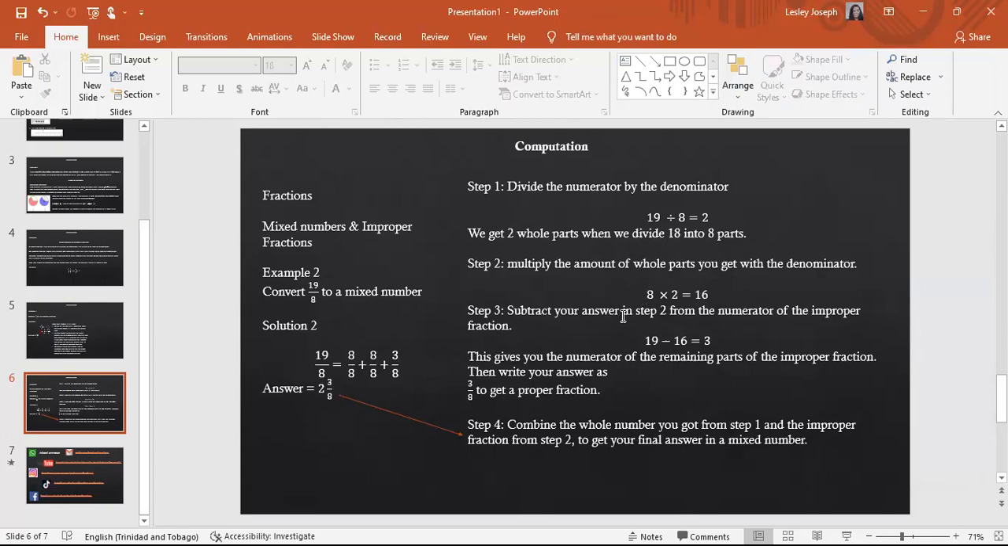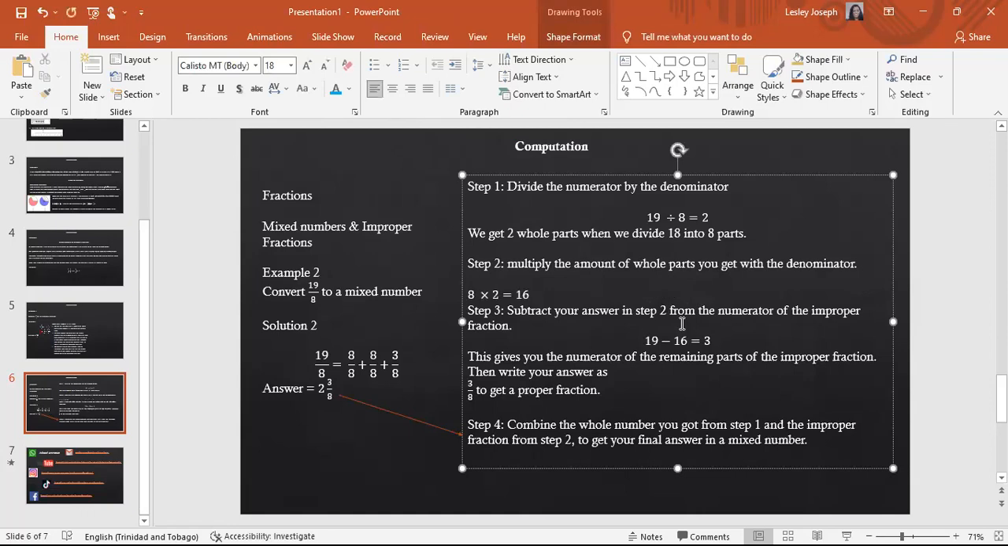The next step is to subtract your answer in step 2 from the numerator of the improper fraction, because we want to know how much is remaining, and let's use the pies from previously. We want to know how much apple pie is remaining in the one that is not a whole. What this really is, this is how we need to look at it.